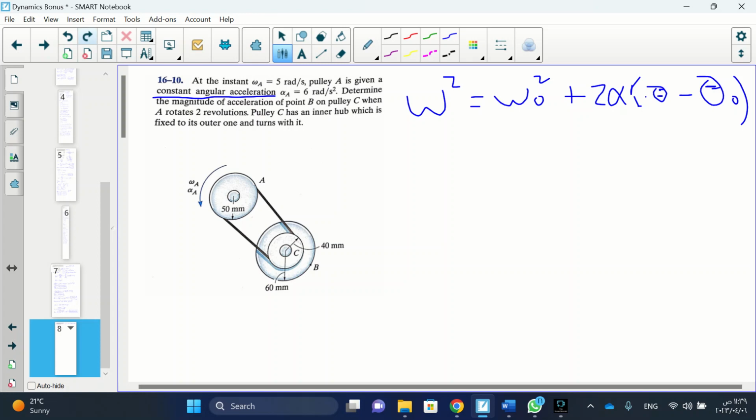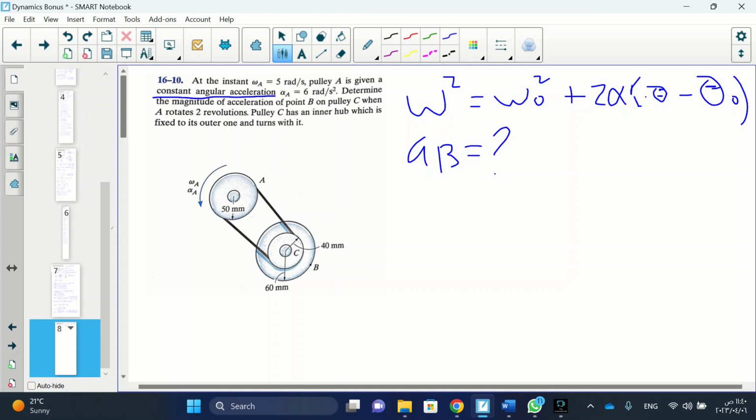Determine the magnitude of acceleration at point B. So we need to find AB. AB is equal to what? When pulley A rotates 2 revolutions. Okay, pulley C has an inner hub which is fixed to its outer one and turns with it. Okay, let's see what we have.